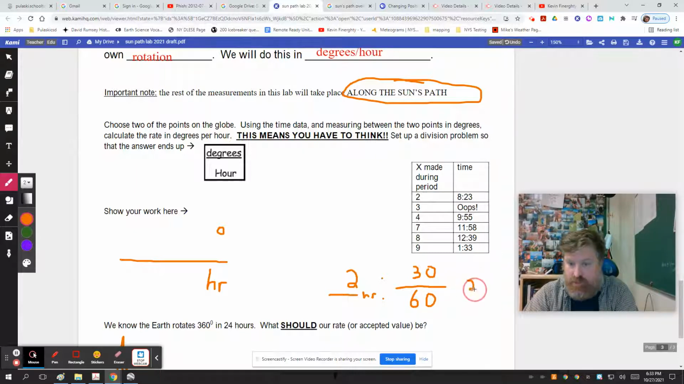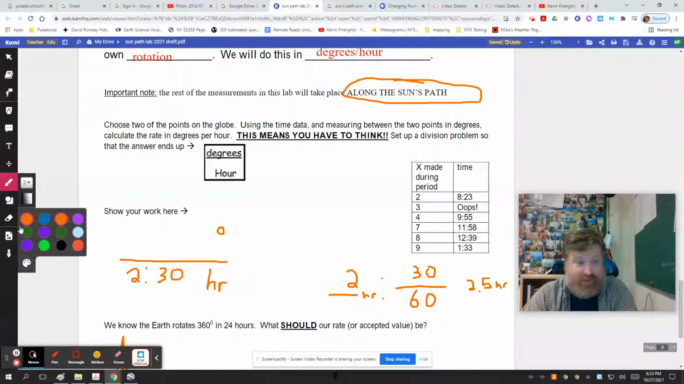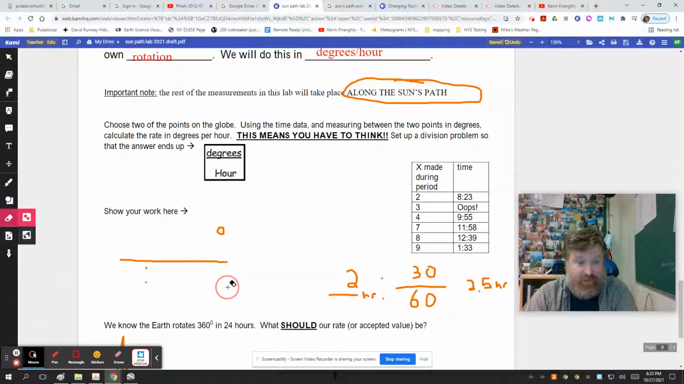So that would be 2.5 hours. That you could put over there, that you can throw into a calculator. But if you go over here and write 2 hours and 30 minutes, you're not going to be able to take this and divide it by 2 hours and 30 minutes. It's just not going to work. So don't do it. And in fact, 2 hours and 30 minutes shouldn't appear anywhere on your lab because that's not going to be the right answer between any of these. But you can use this format if you want.